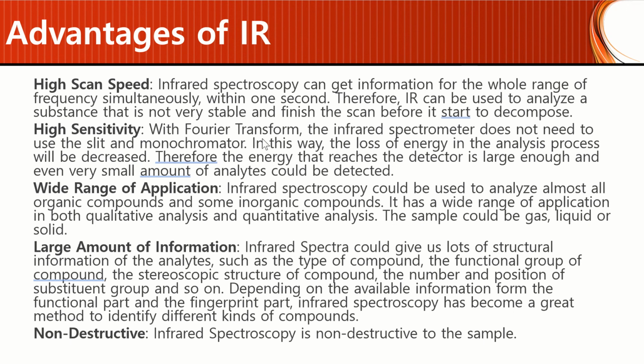High sensitivity. So with Fourier transform, which is a newer method, the IR spectrometer does not need to use the slits and monochromator as we saw. In this way, the loss of energy in the analysis process will be decreased. Therefore, the energy that reaches the detector is large enough, and even a very small amount of analyte could be detected. So we're talking even, well, I've used milligram quantities, so it's very sensitive.